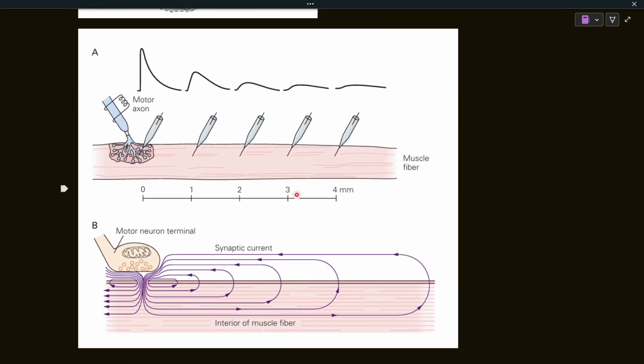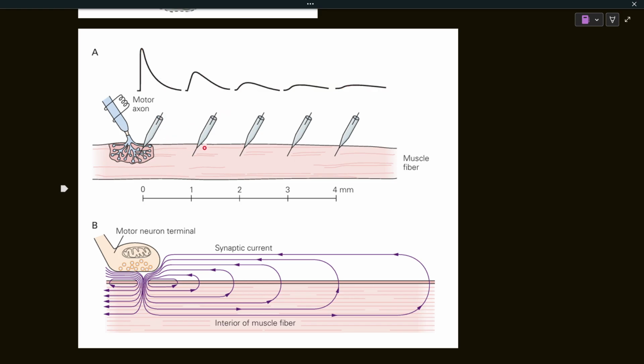Well, this is the study done by, again, Fatt and Katz. When they measured the current, they saw that the end plate potential which is generated dies out slowly.